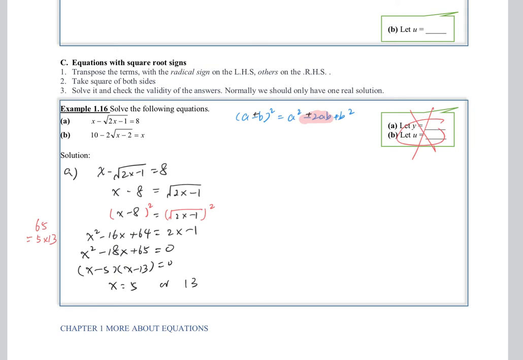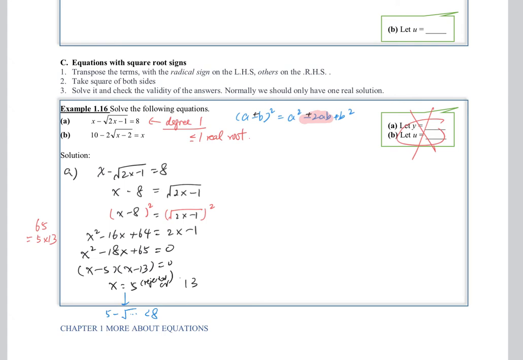But we have to check the validity of the answer. That means we have to check which one is the correct one, because this one is actually only degree 1, right? We should only have at most one real root. So please substitute each of them, like 5 on the left and then 13 on the left. If you substitute 5 on the left hand side, you will already get 5 minus something, which is already less than x, right? So we reject it. This is not correct.